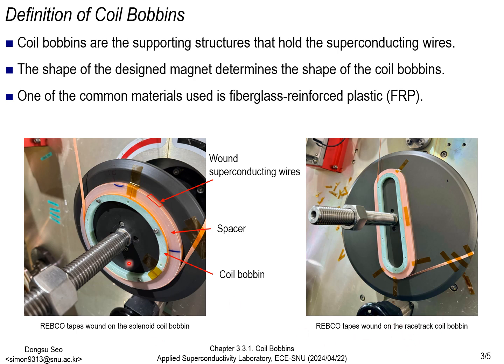The left figure is a solenoid coil bobbin, which supports the superconducting wire to be wound in a round circular coil. Similarly, the figure on the right shows the racetrack-shaped coil bobbin following the racetrack-shaped superconducting coil. Multiple materials are used to design the coil bobbins, but the fiberglass reinforced plastic material was used for coil bobbins in these figures.